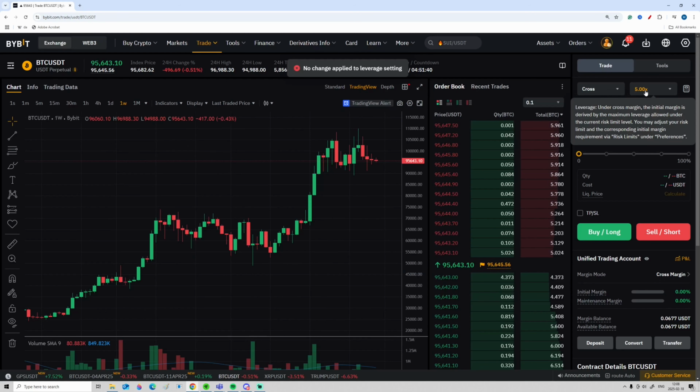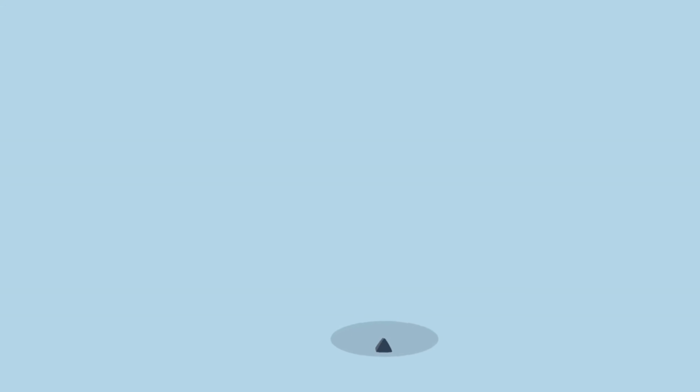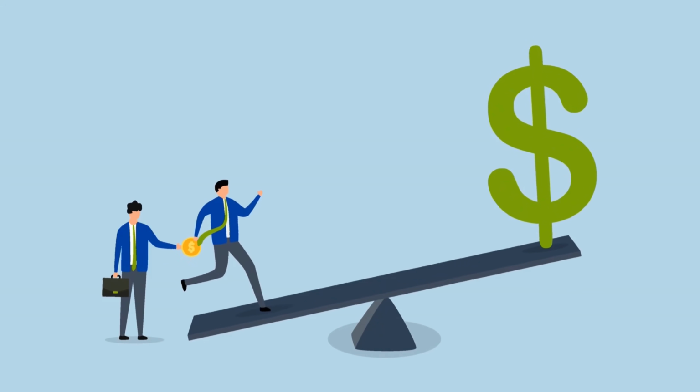So let's choose 5x leverage right here. And let's start here with a simple market order. So we currently have 5x leverage, and let's say that we want to use all our money. So we choose 100% right here. And what you can see is that even though, remember, we only have about $90 US, the order value will now be more. And this is because we are using leverage.